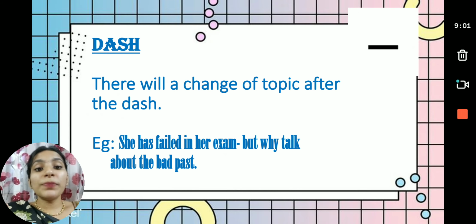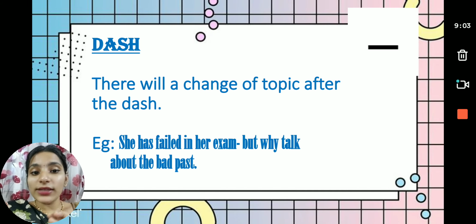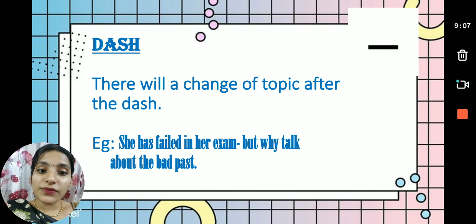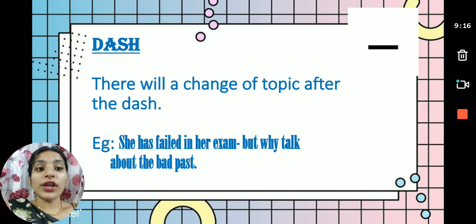Before the dash there will be one particular topic, and after the dash it will be the opposite of that topic. For example, she has failed in her exam, but why talk about the bad past? So what are they telling before the dash? That she has failed in her exam. What are they talking about after the dash? They're asking, why should we talk about that? So there will be a change of topic after the dash.